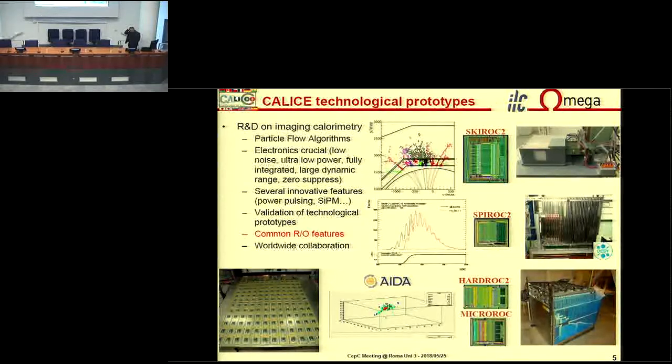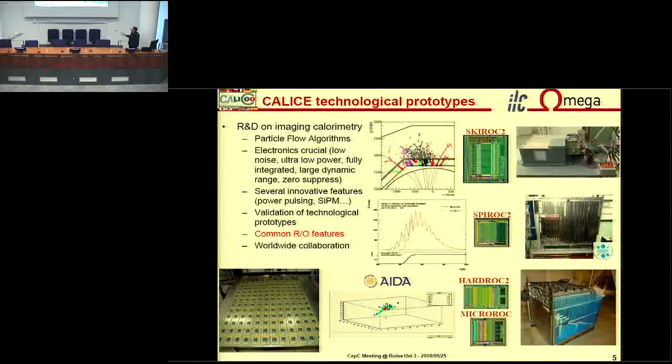One of the main requirements is the particle flow algorithm, in order to really reconstruct the tracks of all of these particles. The requirements for the electronics itself, as I already told, are low noise, low power, highly integrated, large dynamic range, and also zero suppress. For some, we also benefit from the power pulsing.